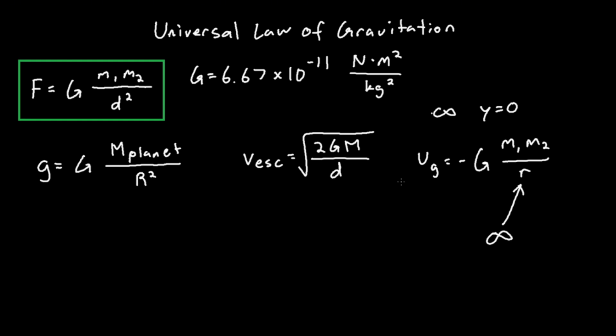But negative is just an easy number to use for formulas and problems that you will be doing later on in your lessons of this topic. Okay, the next formula is negative G m big M over 2r.